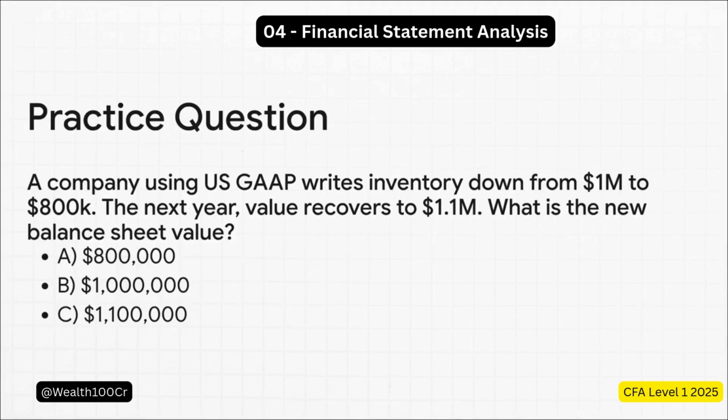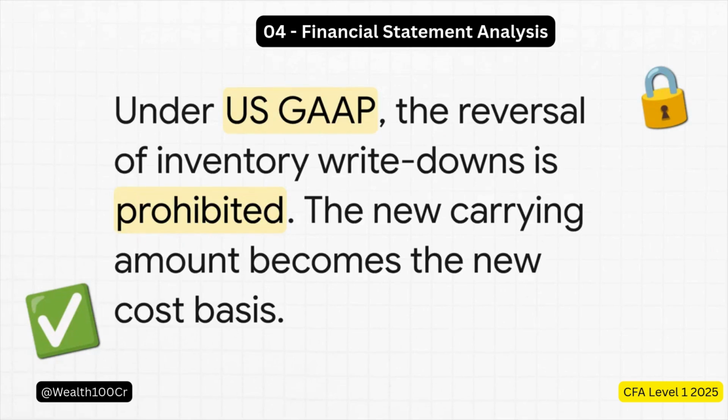Okay, let's test that out with a quick CFA-style question. A company using US GAAP writes its inventory down. The next year, the value bounces back. What's the new balance sheet value? Go ahead and pause here, think it through, and pick your answer. If you picked A, $800,000, you are spot on. And why? Because the company uses US GAAP, and US GAAP says absolutely no reversals of write-downs. The moment they wrote it down to $800,000, that became its new cost basis, period.